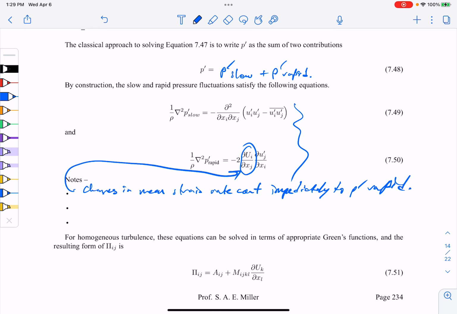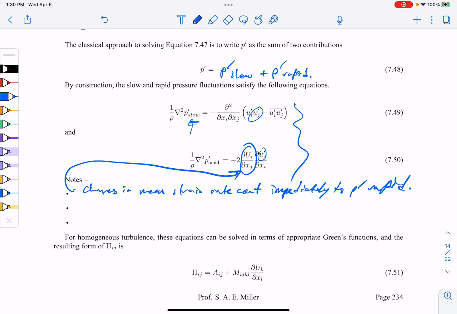And you don't see that in equation 749, which is the slow pressure equation. In 749, the slow equation for pressure, we might see that there are some slower or indirect effects occurring from u primes into the slow variable. So the terminology between slow and rapid shouldn't be taken literally, because in real flows, the mean strain rate does not necessarily change more rapidly than, say, the Reynolds stress.